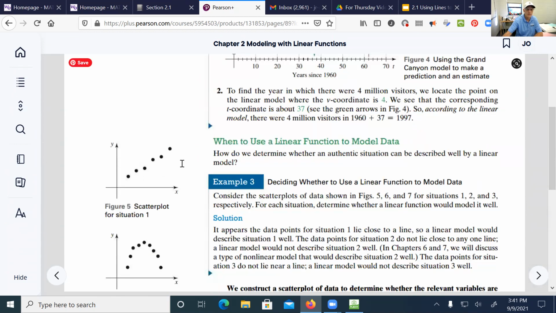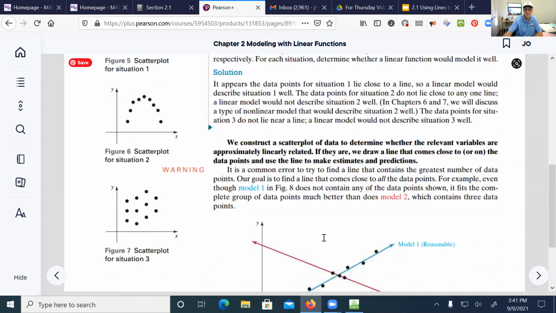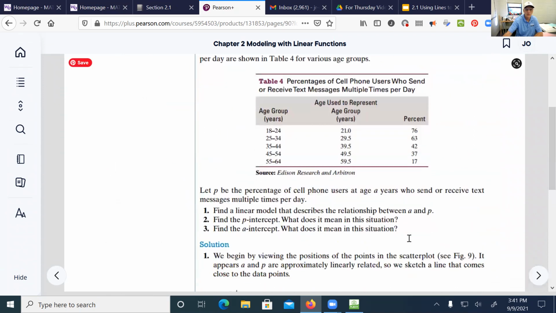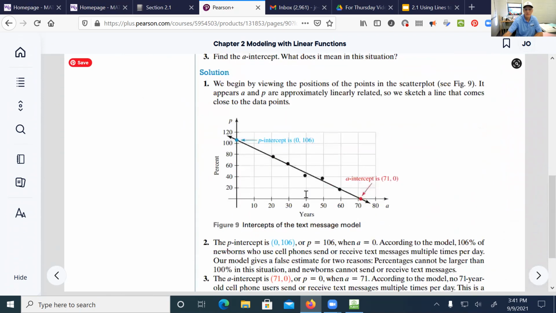So this is another example of a scatter plot, a couple of scatter plots. It is going to be important, as usual, to label the axes. This is the A axis in this example. This is the P axis in this example. And the place where the line crosses the A axis is the A intercept. In this case, it's (71, 0). And this point is the P intercept. It's where the line crosses the P axis. And this point appears to be about (0, 106).